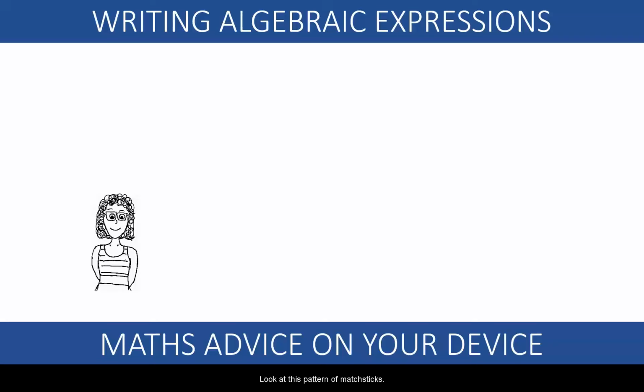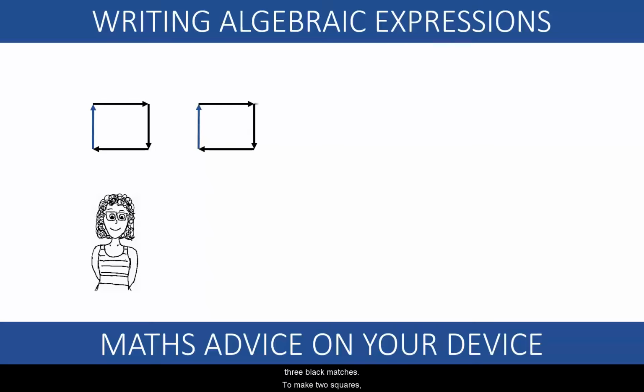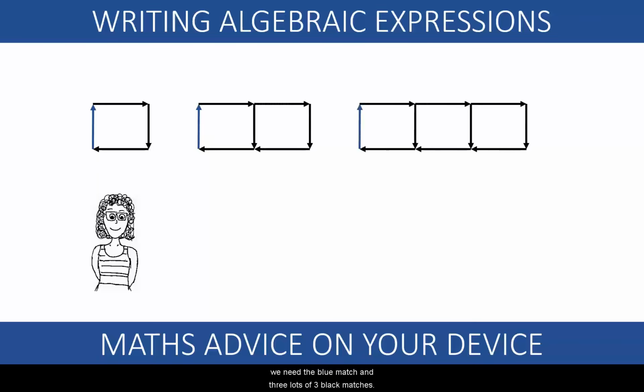Look at this pattern of matchsticks. To make one square, we need the blue match and 3 black matches. To make 2 squares, we need the blue match and 2 lots of 3 black matches. To make 3 squares, we need the blue match and 3 lots of 3 black matches.